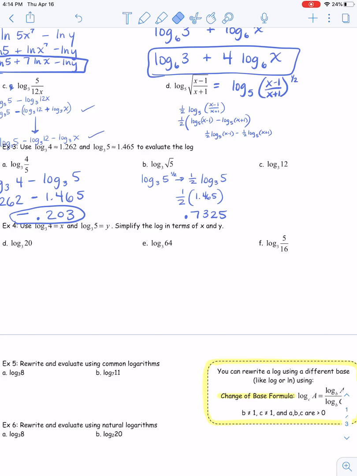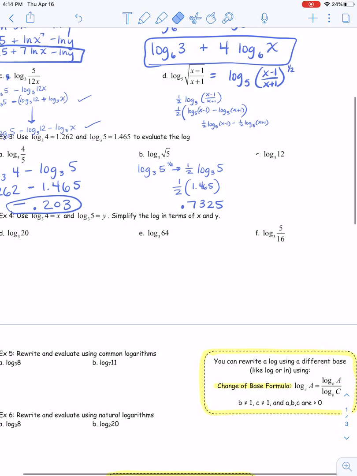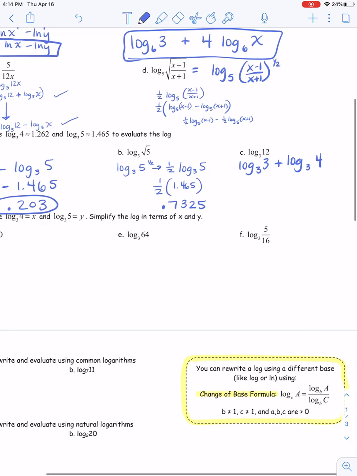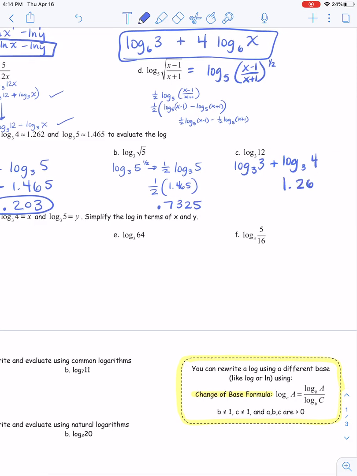But we do. So let's rewrite this as the log base 3 of 3 plus the log base 3 of 4, because that's expanding, and that would give us log base 3 of 12, correct? Absolutely, using our product rule. Log base 3 of 4, we know that approximation is 1.262. I know what log base 3 of 3 is. It's 1. Remember, when your base and your argument are the same, that is always going to be a value of 1.